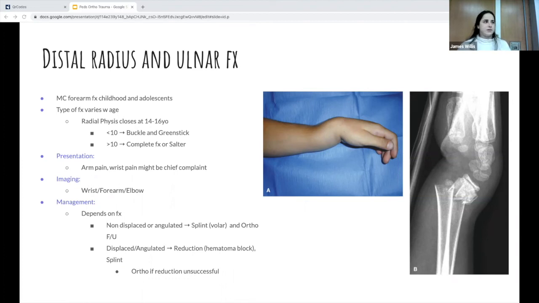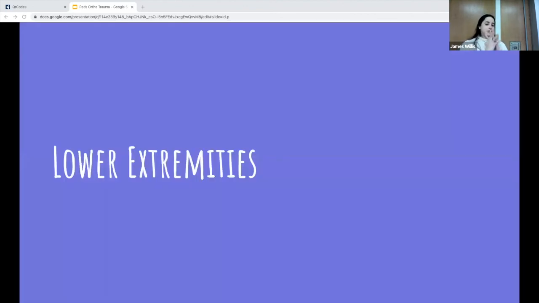Any questions so far? No. So now we're going to move to the lower extremities. I didn't include wrist and hand because it would be too extensive.